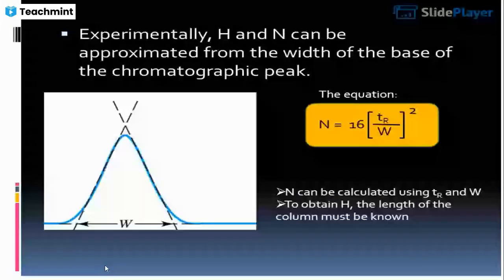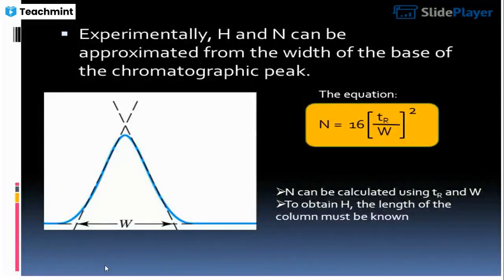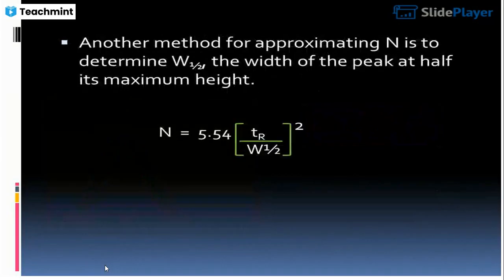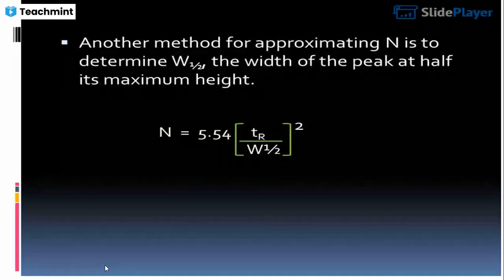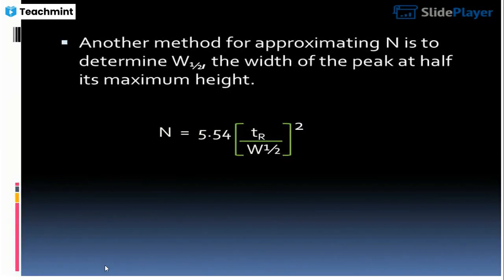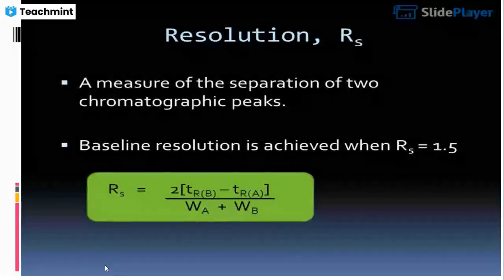Experimentally, H and N can be approximated from the width of the base of the chromatographic peak. In the equation N equals 16 (tR over W) squared, N can be calculated using tR and W. To obtain H, the length of the column must be known. Another method for approximating N is to determine W half, the width of the peak at half its maximum height. N equals 5.54 (tR over W half) squared.